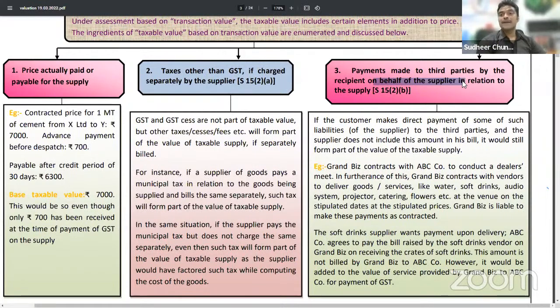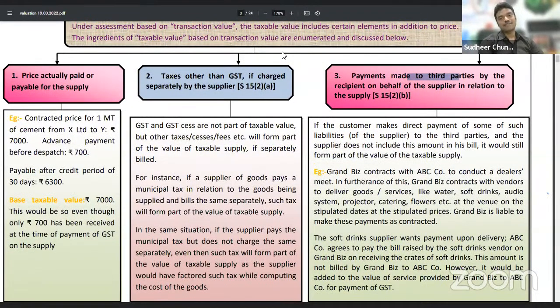Because payment is made to third parties. Here, to my friend, you have paid 20,000. Even though you have made payment to my friend, it shall also form part of the value of the supply. So any payment made to a third party will form part of the value of the supply.